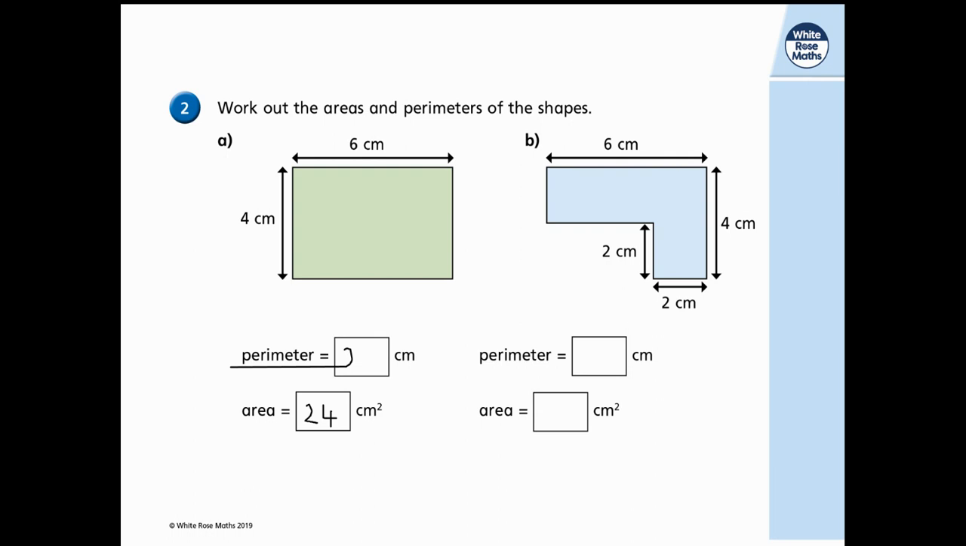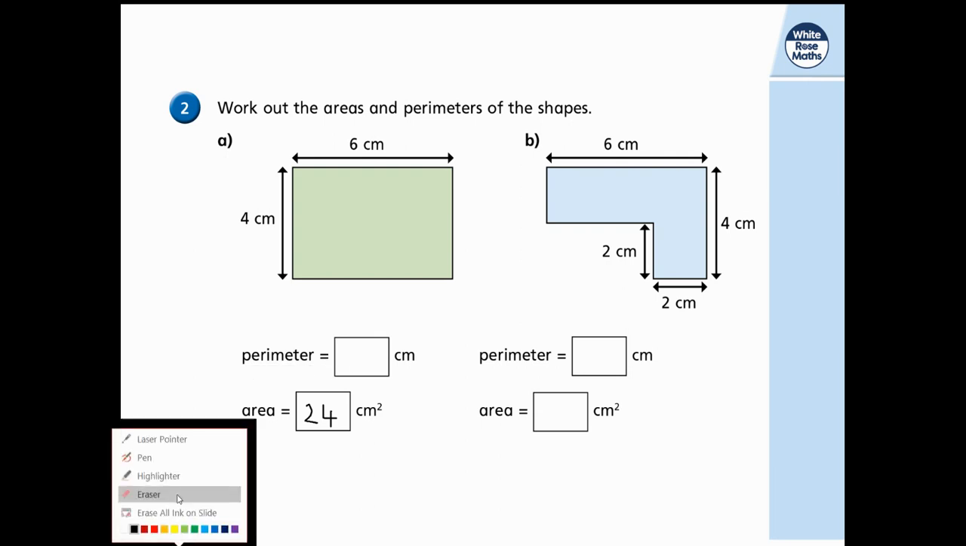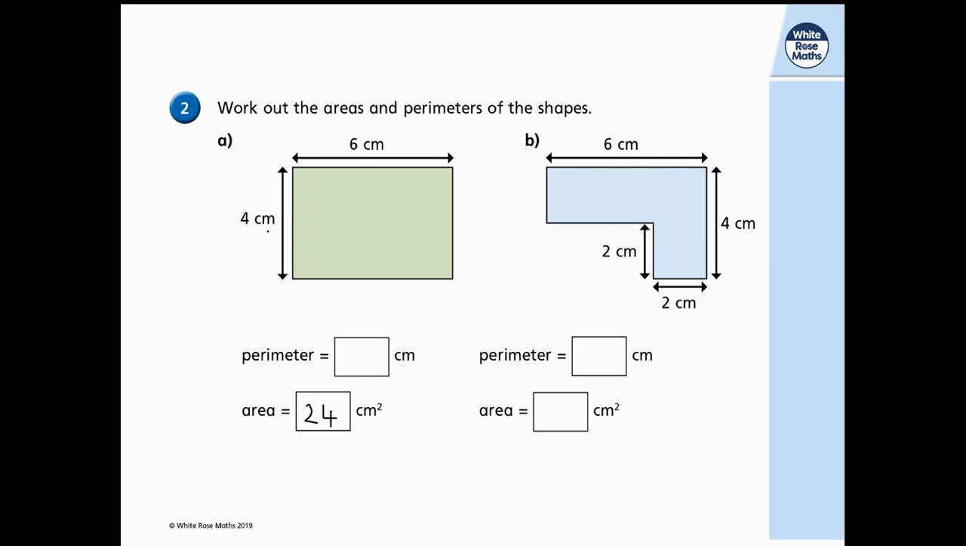Now if I was working out the perimeter, as I mentioned on the page before, that's the length around the outside. So if this is a rectangle, then that's 6 centimetres and this is 6 centimetres. If that's 4 centimetres, then this is 4 centimetres. So I can add up all the way around the outside. So 6 add 4 is 10, add 6 is 16, add 4 is 20. So the perimeter is 20.